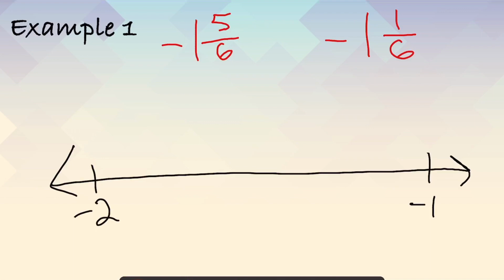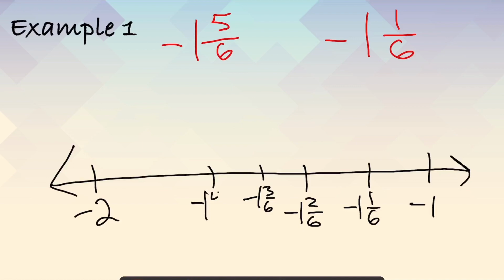So where would -1 and 1/6 fall? Well, it would fall right here, and then -1 and 2/6, -1 and 3/6, which is -1.5, -1 and 4/6, and -1 and 5/6. And then add another 6 to that, and we just get -2, right? Because it would be -1 and 6/6, which is just another whole, so -2. So here is -1 and 1/6, and here is -1 and 5/6.